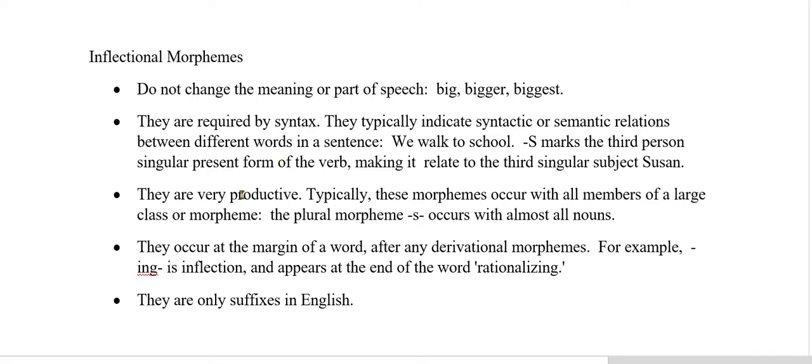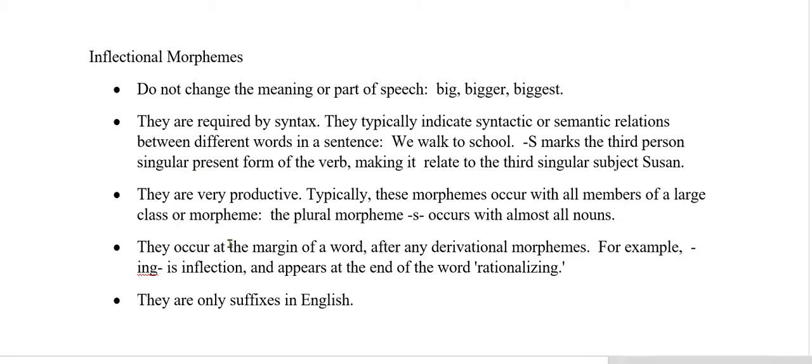Number three, they're very productive. Typically, these morphemes occur with all members of a large class of words. The plural morpheme S, for example, occurs with almost all nouns. Now, I know we have man and men, woman and women, syllabus and syllabi. There are exceptions, of course, but you can take the S and put it at the end of many nouns. Book, books, TV, TVs, house, houses, and so on, right?